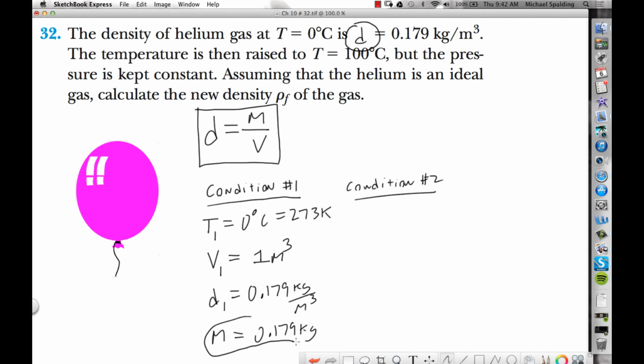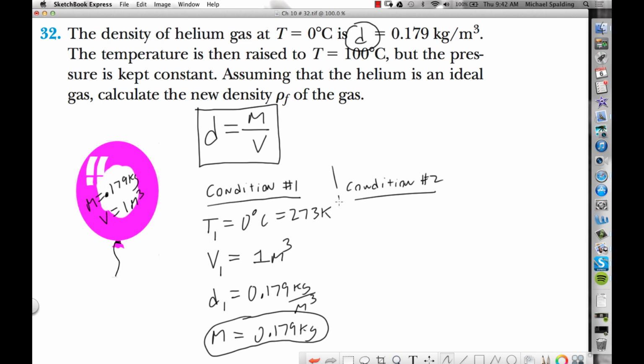And that is going to stay constant, right? So if you look at this balloon, let's just say this is our sample of helium right here. The helium inside this balloon has a mass of 0.179 kilograms, and the corresponding volume is 1 cubic meter. Okay?